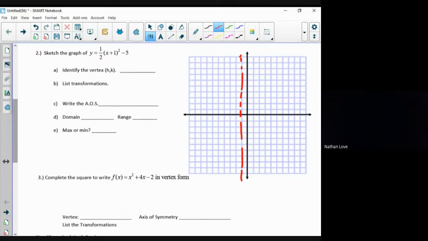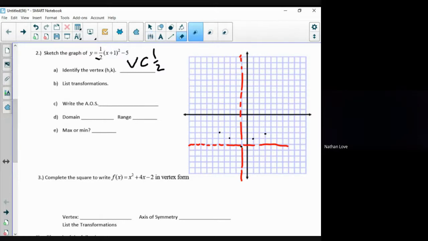Down 5, 1, 2, 3, 4, 5. I'll show you what he's got on his paper. I'm going to show you because this is a common thing. They're thinking that in this case, I have a vertical compression of 1/2, correct? And so you're thinking that, well, this is what I did with the absolute value graph, so that's what I do with this one. No.